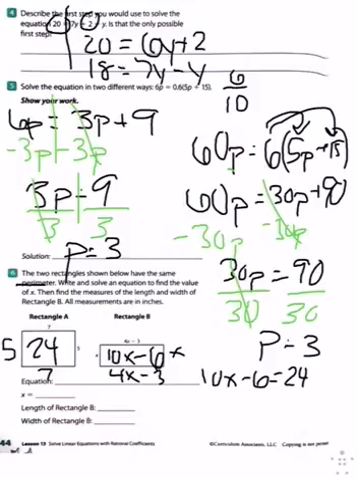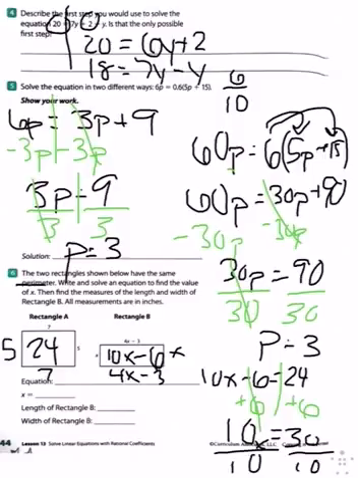Now, to solve for x, we're going to combine our like terms. So I'm going to add 6 to both sides. And so I get 10x equals 30. And the last step is to divide. And you end up with x equals 3. So the length and the width. The width is our x value, so again that's just 3. My length is 4 times 3, which is 12. 12 minus 3, which is 9.